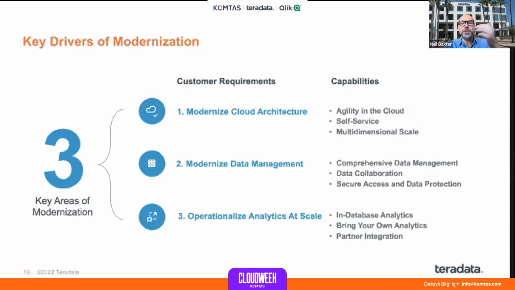And some customers are also looking at modernizing their Hadoop infrastructure. So using cloud native capabilities like EMR and Data Factory to instantiate the capabilities and catalog data from Hadoop. So definitely there's a lot that customers are trying to do around data management that is really enabled by the cloud. And the third driver is operationalizing at scale.